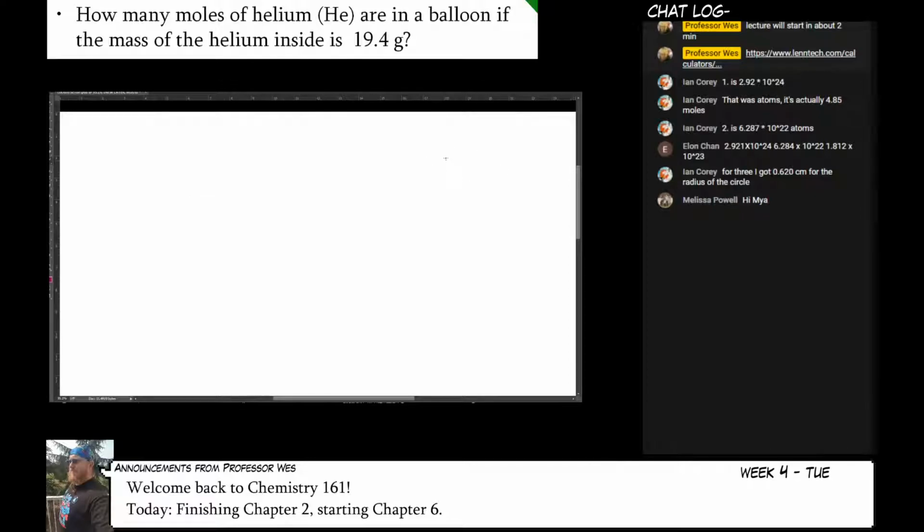All right. So, how many moles of helium are in the balloon if you have this many grams? So, that's a simple conversion. We know that 1 mole of helium is, and I'm just going to grab my periodic table off my table here, 4.0026 grams of helium. Ran out of space. There we go. That should be a 2.